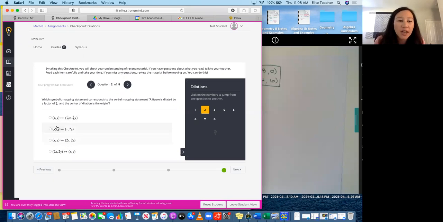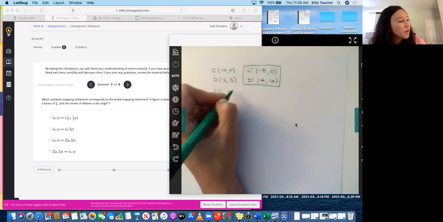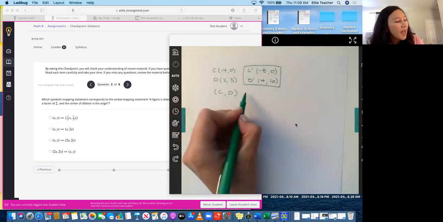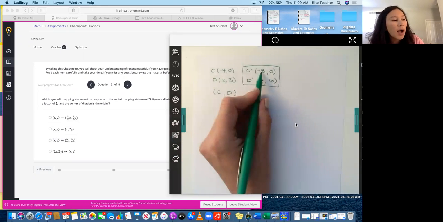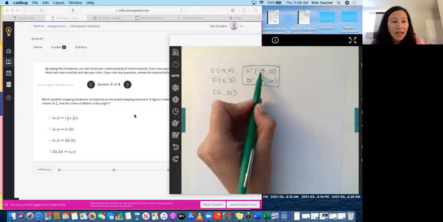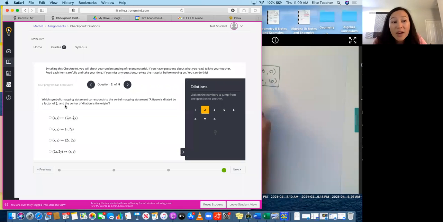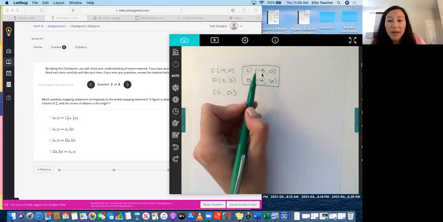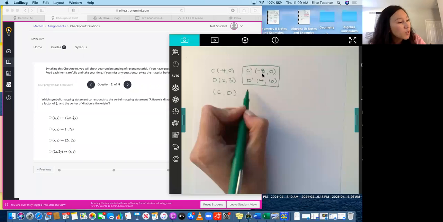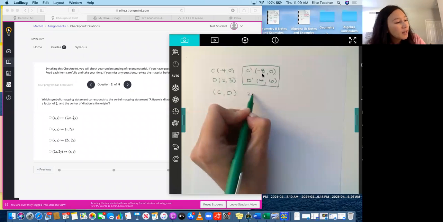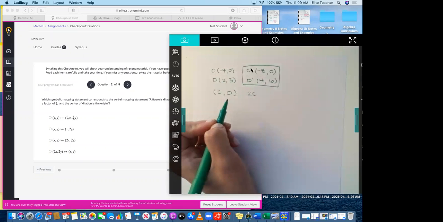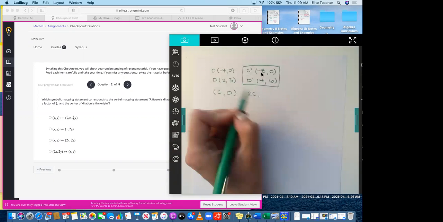So we're always starting with X and Y typically, right? Just like we started with C and D. So we can use the one we just did as an example. And then what did we do to get C prime? On the last question, we dilated with a scale factor of 2. So to get -8, we multiplied 2 times the X value.